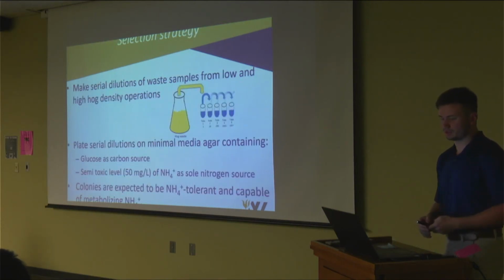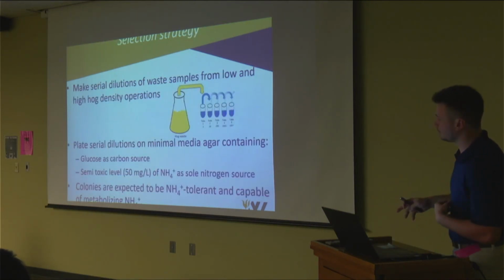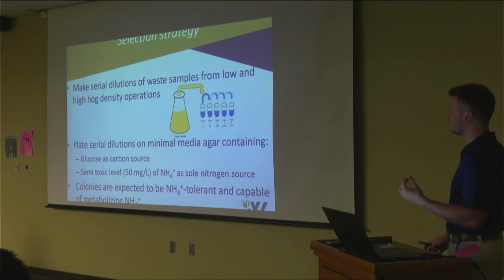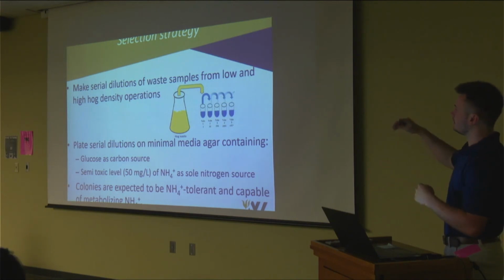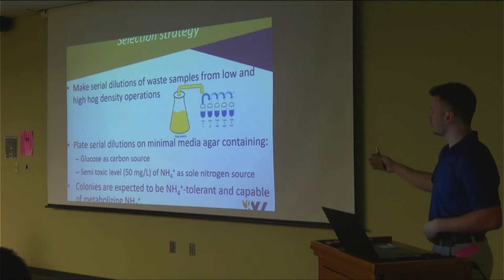So how we selected was we made serial dilutions of the waste samples in 2 different categories, that would be high density and low density. I gathered from 2 different areas of the hog barn, where there were only a few hogs over here as opposed to where it was jam-packed, like in the picture shown earlier.